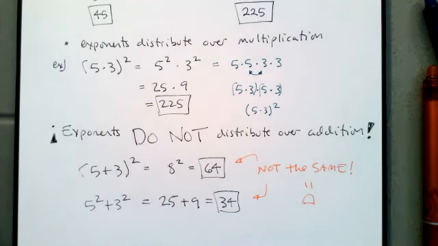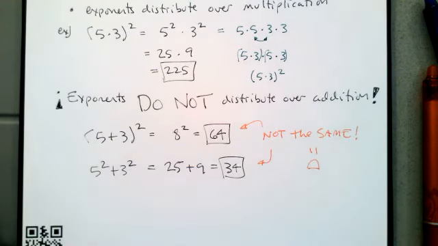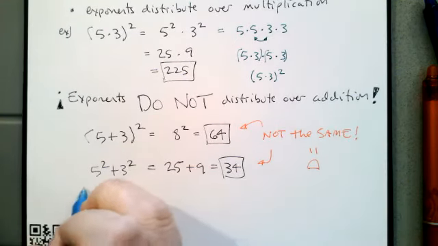Now, it's all well and good when we're dealing with numbers, because everybody's looking at this and saying, of course, we would not mix up the 64 and the 34. But if I trade that 5 and the 3 for an x and a y, all of a sudden we want x squared plus y squared. Take a look at what's missing from the 64 and the 34. And let's take a look at this 5 plus 3 squared.